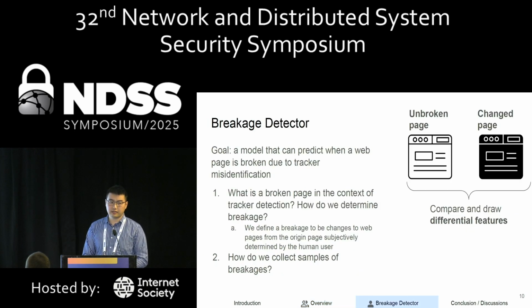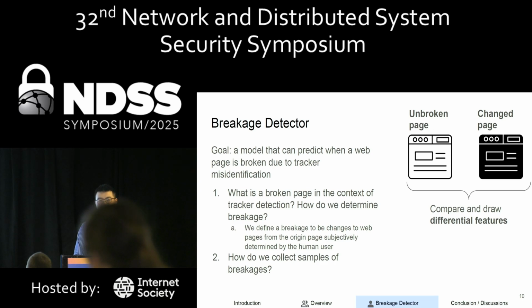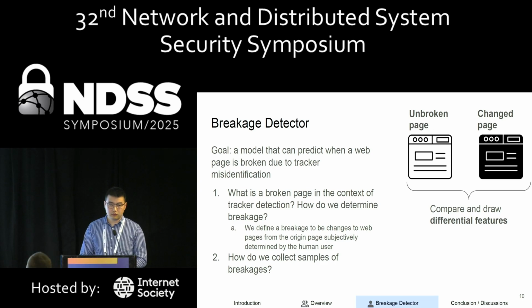Again, this breakage detector is a machine learning model that we trained to detect breakages. We had to first define what is a breakage in the context of tracker detection. We defined it as changes that you apply to the vanilla unbroken version of the page, and these changes must be significant enough for a human user to call it a breakage. Therefore, we model breakage using differential features, comparing a changed page to its vanilla unbroken version of the page.